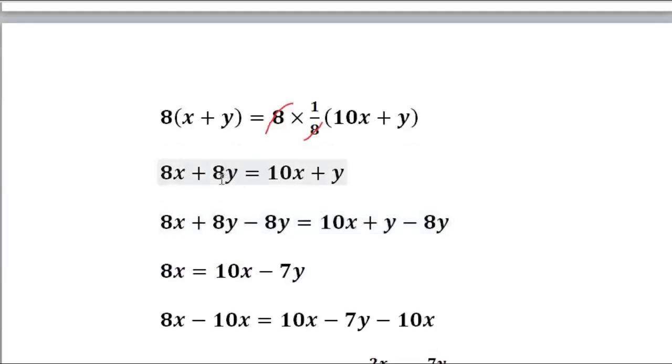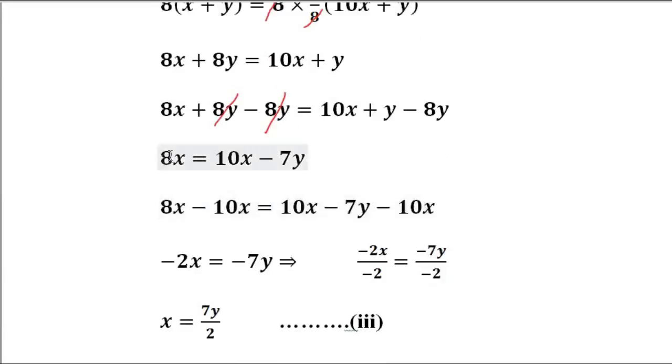Now, to eliminate positive 8y from the left side, I'll subtract 8y from both sides of this equation. We get 8x, positive 8y, negative 8y equals 10x plus y, negative 8y. As we know that positive 8y and negative 8y is 0, we get 8x equals 10x. Positive y and negative 8y gives us negative 7y.